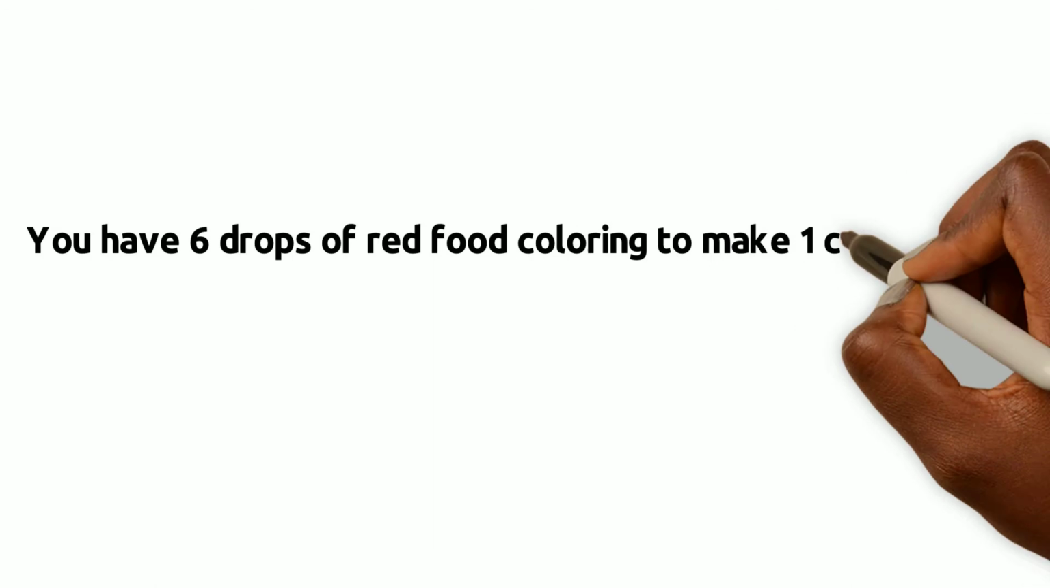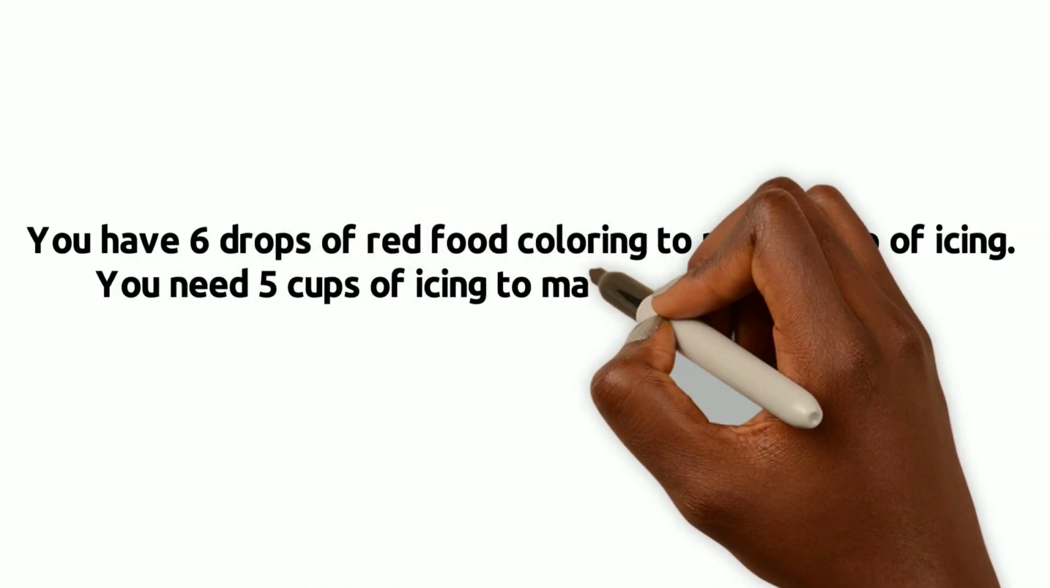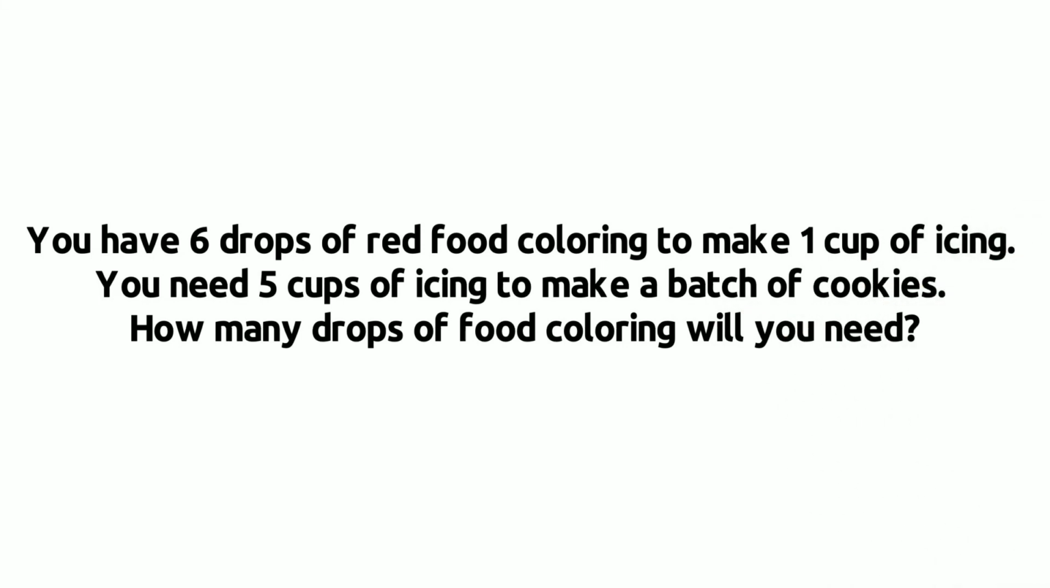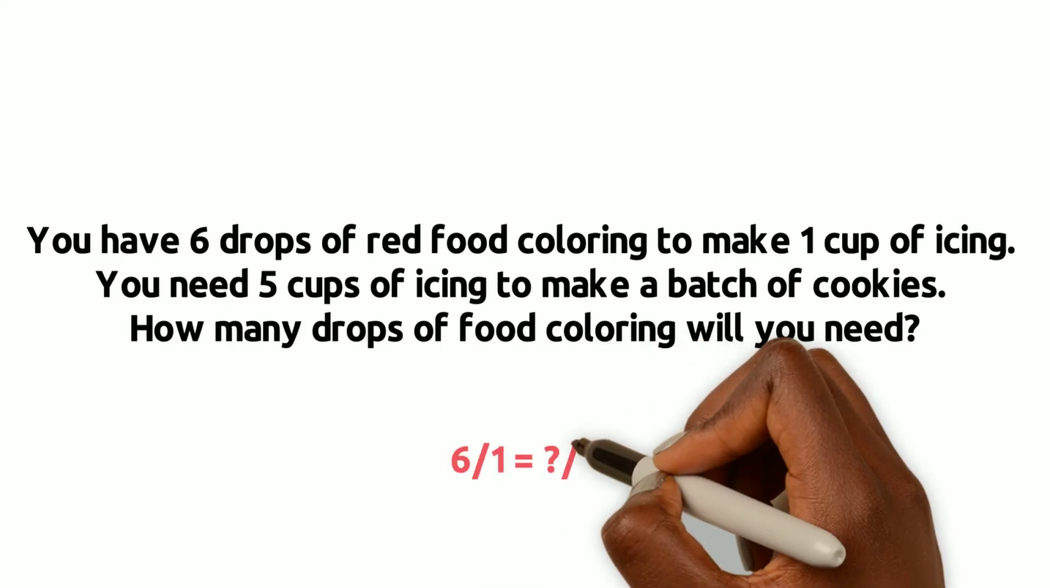You have 6 drops of red food coloring to make 1 cup of icing. You need 5 cups of icing to make a batch of cookies. How many drops of food coloring will you need? Your units are drops and cups. The ratios would be 6/1 and something over 5. Now we need to find the value in question.